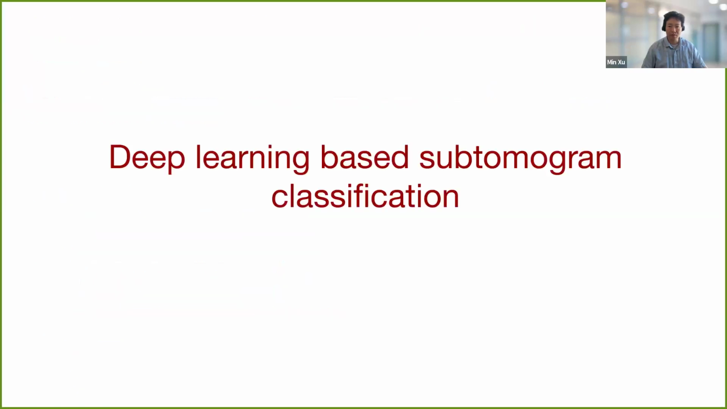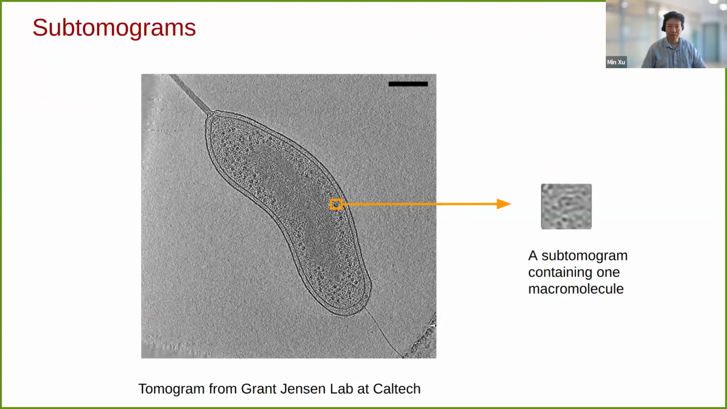So first, I'm going to give an overview of our exploratory methods developed for deep learning-based subtomogram classification. A subtomogram is a subvolume, or 3D subimage, cropped from this big 3D tomogram. And a subtomogram is likely to contain only one macromolecule.